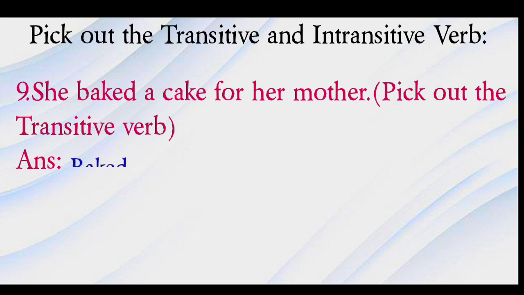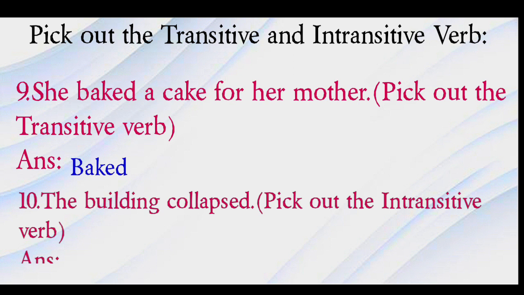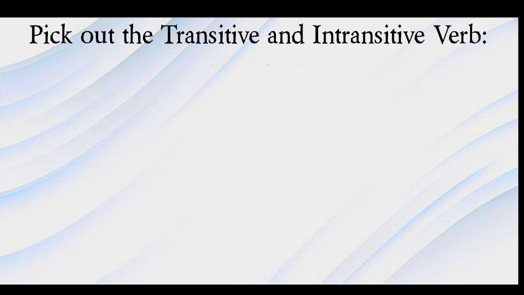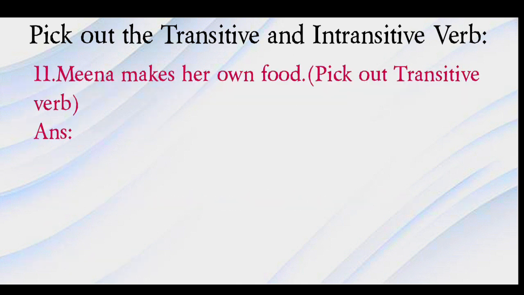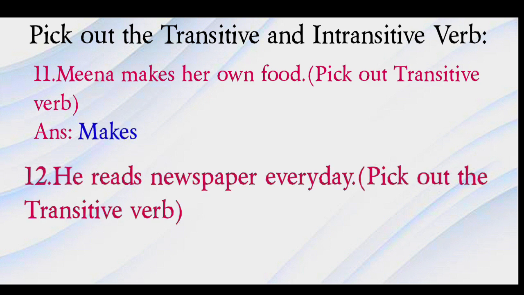The answer is baked. The building collapsed. Pick out the intransitive verb. The answer is collapsed. Meena makes her own food. Pick out the transitive verb. The answer is makes. He reads newspaper every day. Pick out the transitive verb. The answer is reads. So today we have learnt about verbs and the special forms of it.